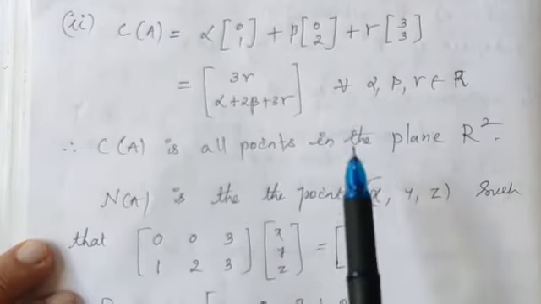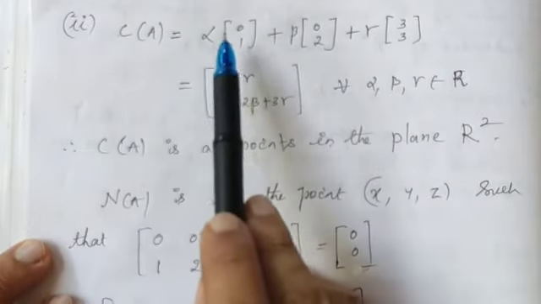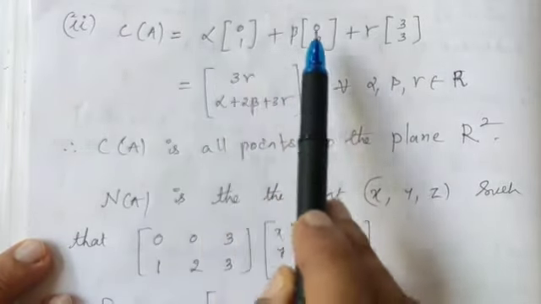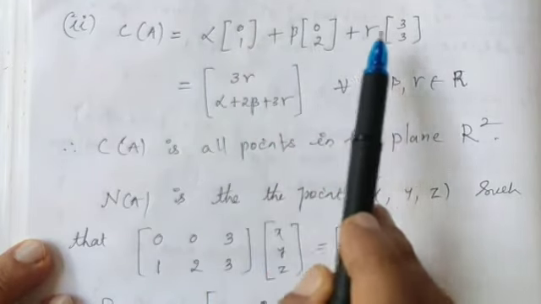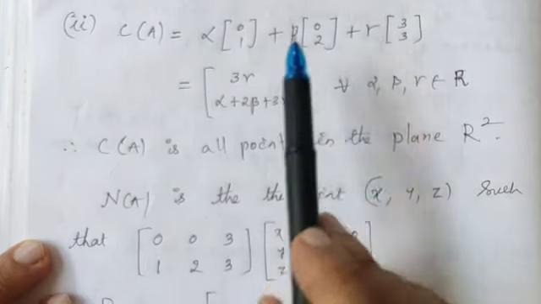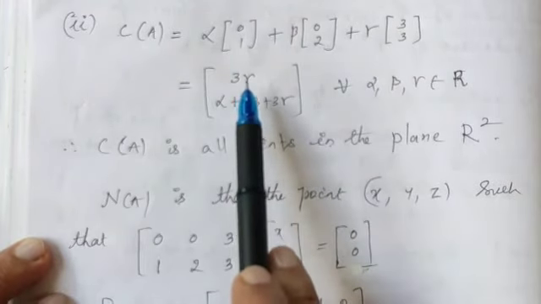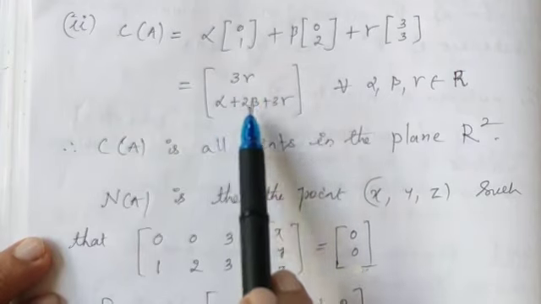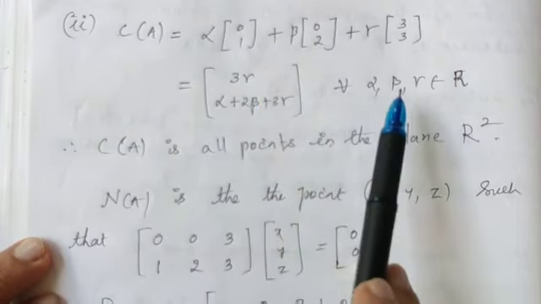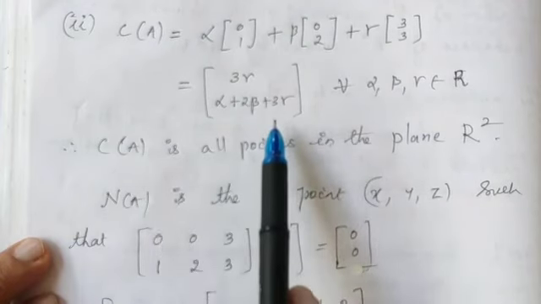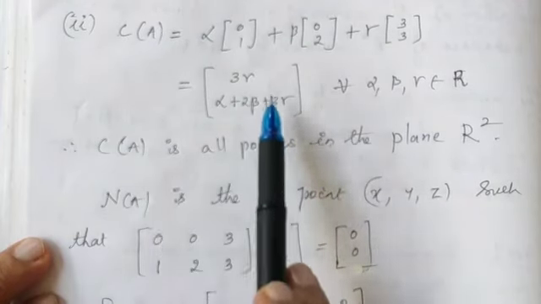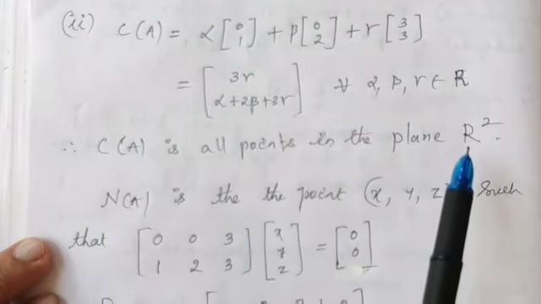For the second problem, C of A is the linear combination of the three columns, (0, 1), (0, 2), (3, 3). So I took it as alpha (0, 1) plus beta (0, 2) plus gamma (3, 3). If you simplify it, you will find a vector of the form (3 gamma, alpha plus 2 beta plus gamma). These are all scalars. Therefore C of A is all the points in the plane R square.